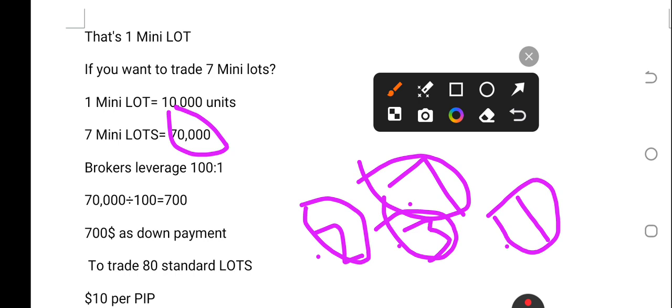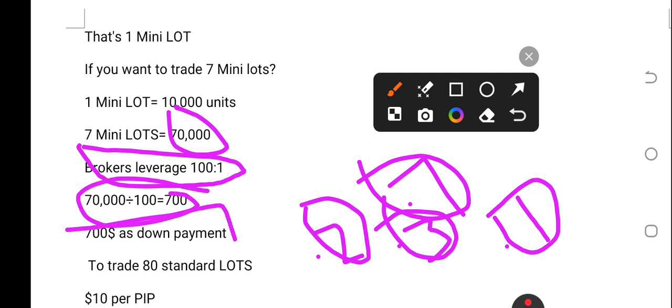Now, to open a position size of 7 mini lots, you need 70,000 units of currency. If the broker is offering a leverage of 100 to 1, you divide by the leverage so that you will know how much to put as your margin. Now, you already know that 7 mini lots is worth 70,000 units of currency. You divide that 70,000 by 100. What do you have? You have 700. So 700 will be your down payment.